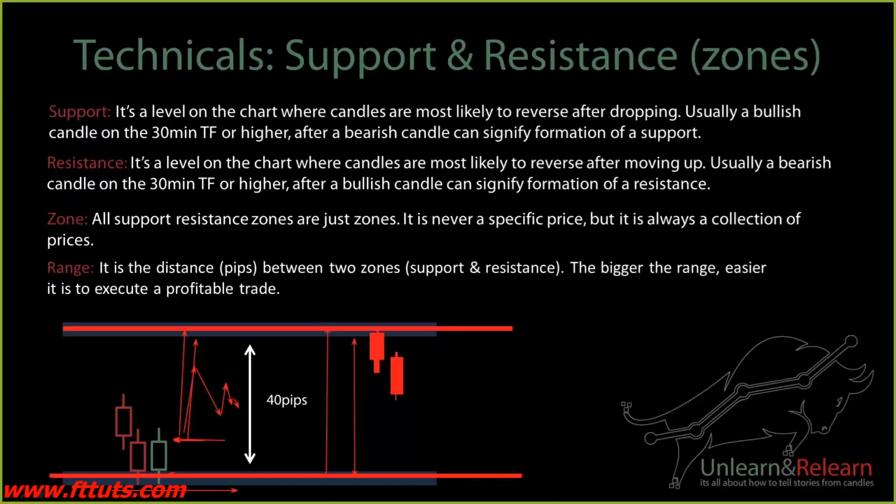Resistances are more likely to get broken in an uptrend than in a downtrend. Supports are most likely to get broken in a downtrend. Yes, that's correct. A 40 pip range can easily give you a 10 pip move. Yes, that's also very correct.